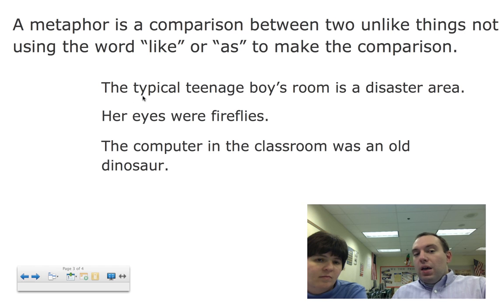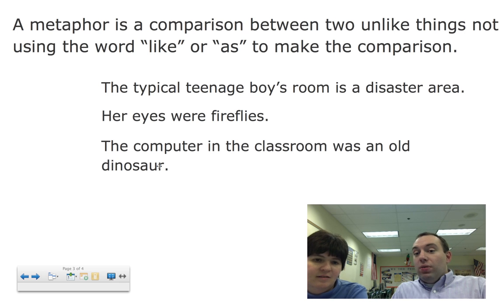So here are some examples. The typical teenage boy's room is a disaster area. It isn't literally a disaster area, but it's comparing the room to a disaster area. So rather than say the boy's room is like a disaster area, it just is a disaster area. And again, it's a metaphor. It's not being serious, but it's still making the comparison. You could say disaster zone or ground zero if you wanted to. Her eyes were fireflies. Oh, how romantic. Pretty and sparkly. So you see that they're just comparing it without the like or as.